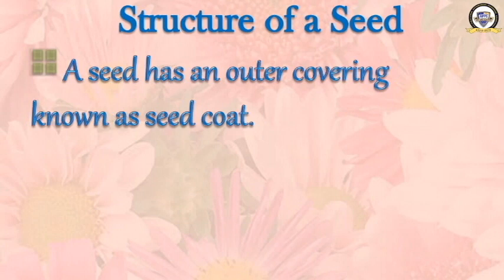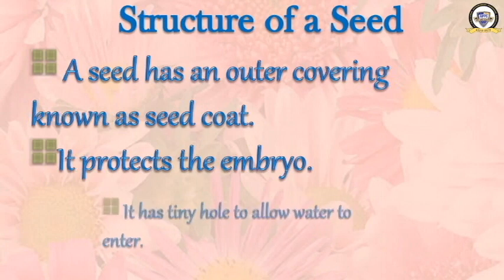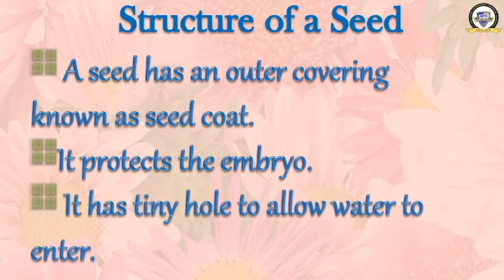Tell your mama to put some gram or pea seeds in water at night, and in the next morning you can see that the outer covering of the seed may be separated. All the seeds have these types of outer coverings. That outer covering of the seed is called the seed coat. It protects the embryo. What is the embryo? Baby plant. That seed covering protects the baby plant inside the seed.